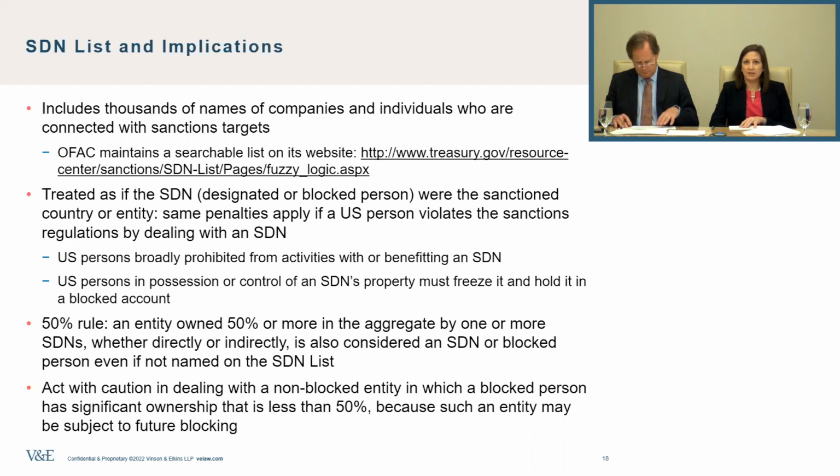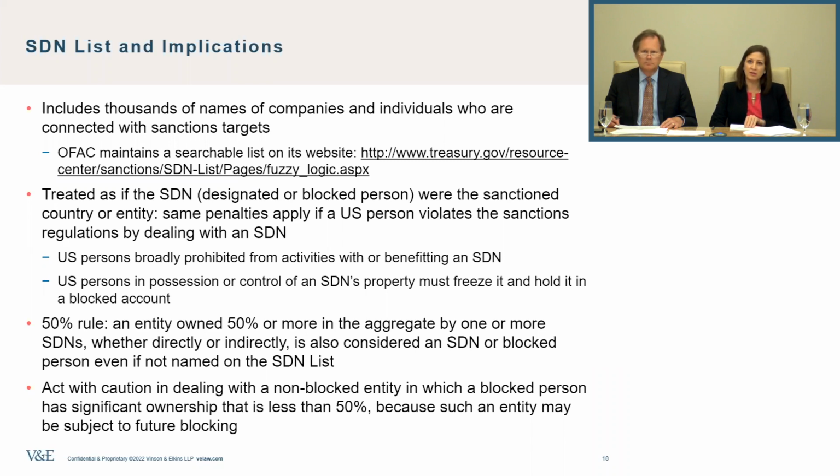Property interests of an SDN include entities owned by one or more SDNs at 50% or more. So this is known as the 50% rule on the slide. Any entity owned 50% or more by one or more SDNs is also considered an SDN, even if it's not named on the list directly. So when you're vetting counterparties to a transaction, you need to look into ownership to make sure that the prohibition isn't triggered by owners who are listed, while the entity itself is not.